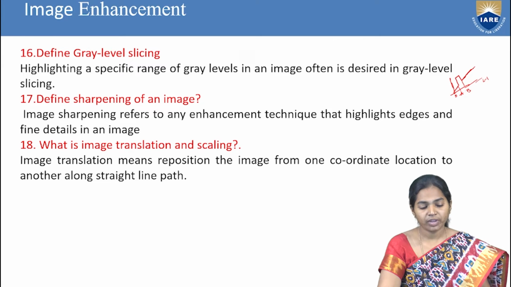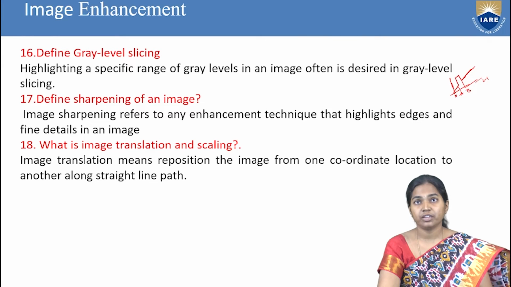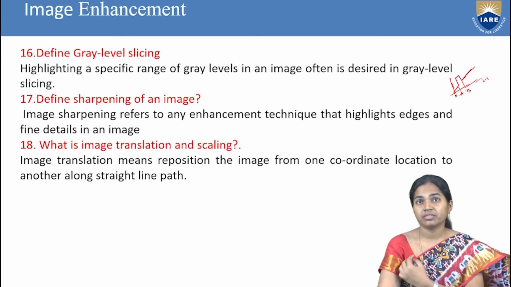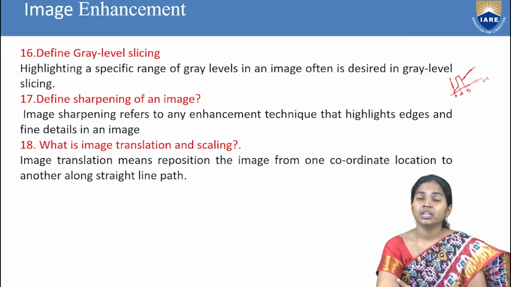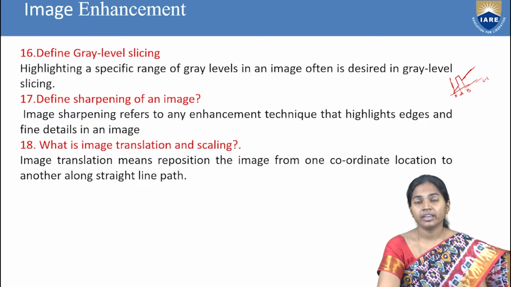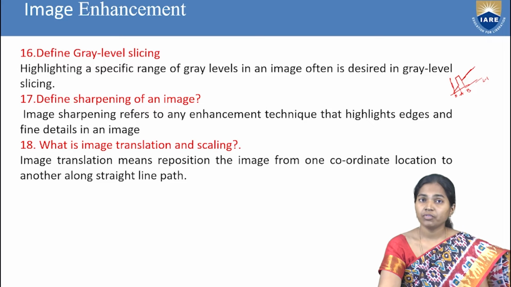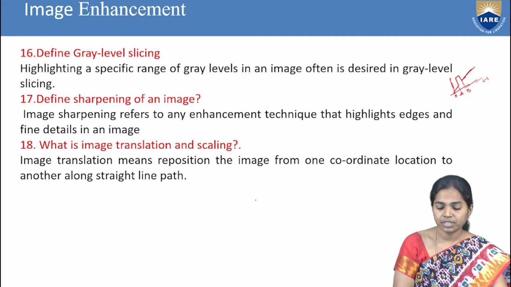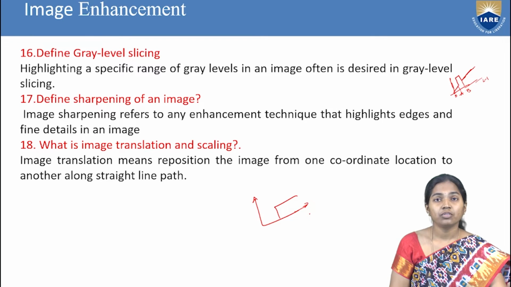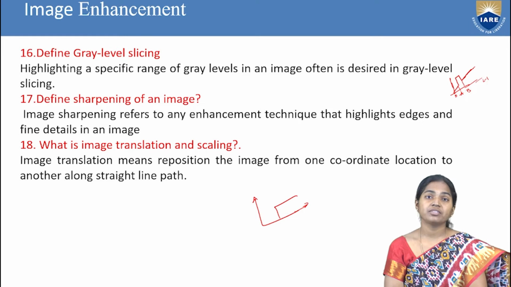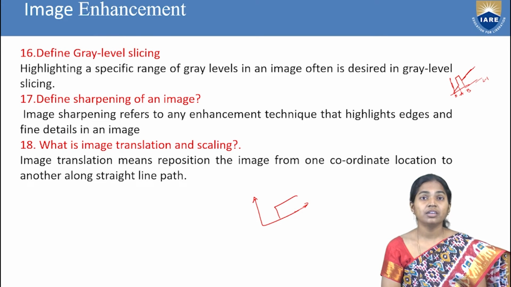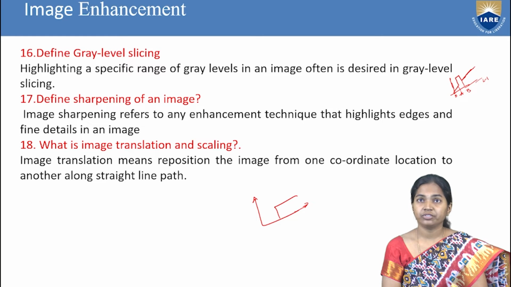Define sharpening of an image. In sharpening of an image, we use a high pass filter. With the use of a high pass filter, it gives the sharpening of an image. Image sharpening refers to any enhancement technique that highlights the edges and fine details in an image. In a high pass filter, if we assign some cutoff frequency, it allows only those frequencies. With high frequencies, it gives the sharpening of the edges of an image.